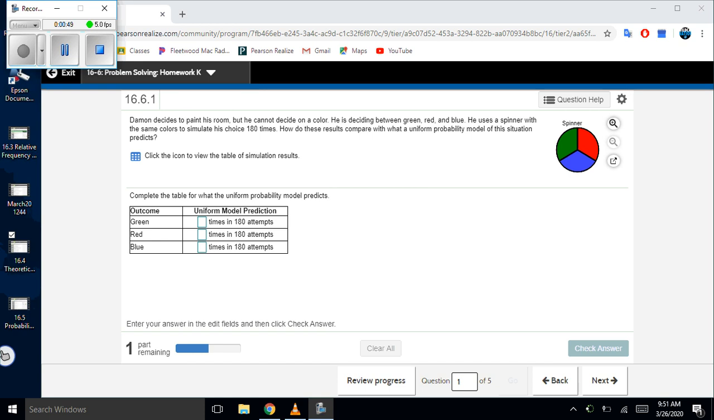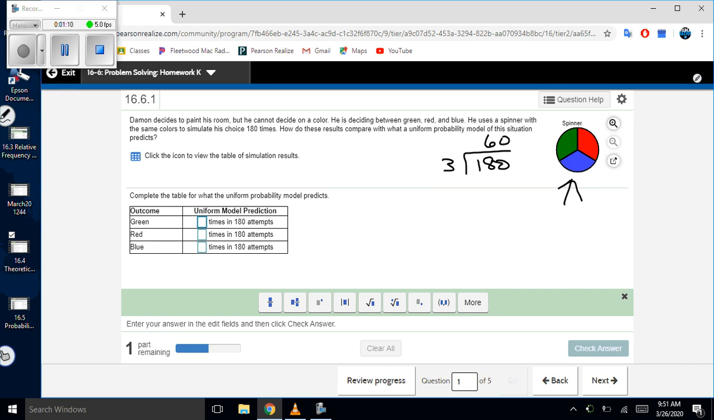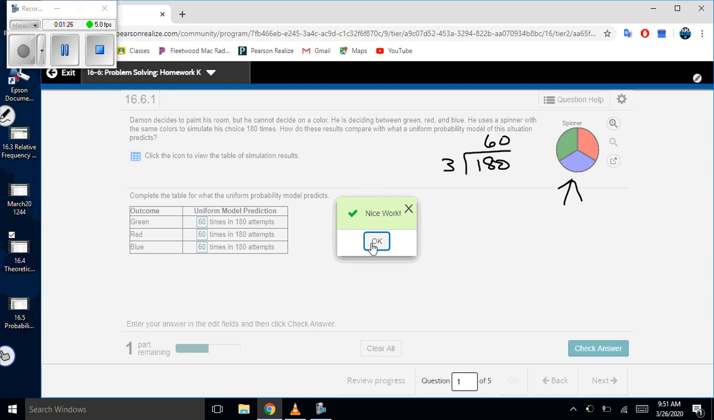So, in terms of taking a look at what we have over here, you can see that this chart is basically broken up into 3 equal sections. So if you simply took 180 and you divided it by 3, it would tell you how many times it's supposed to happen. This would basically fall in the area of a theoretical probability. So that means that the number of green out of 180 spins should happen 60 times. The number in red should also happen 60 times, and the number in blue should also happen 60 times. If I check that answer, I should be good to go. So in theory, that's what's supposed to happen.